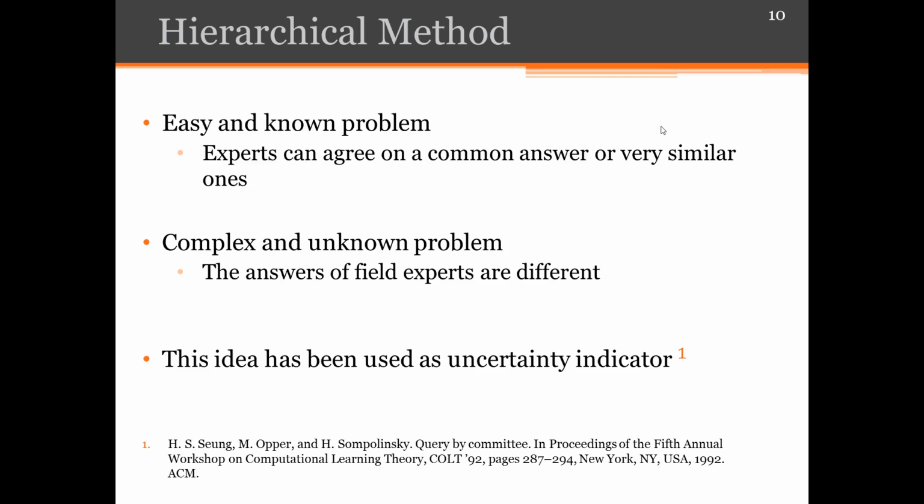Suppose we have an expert committee, and we're going to ask them a well-known problem that they have seen before or a very similar one. Then their answers are going to be very similar or exactly the same. But if I ask them a question that they have not seen before, then their answers are going to have a high variance. This idea has been used as an uncertainty indicator in a paper named Query by Committee, and we have adapted this idea into our problem.